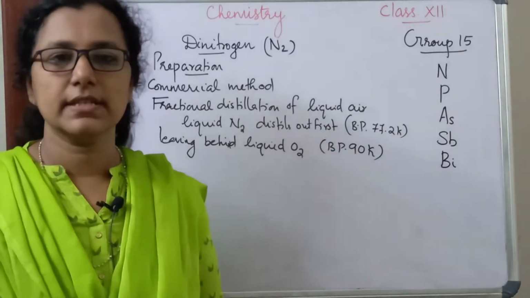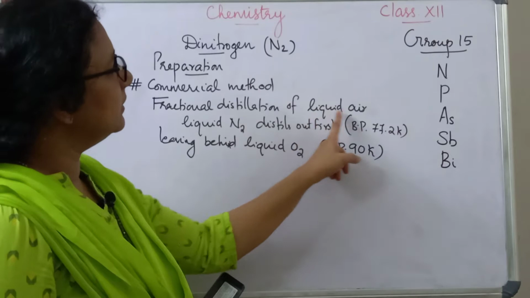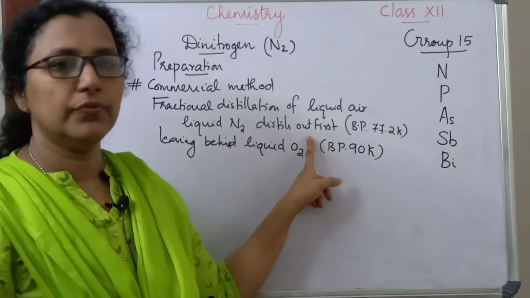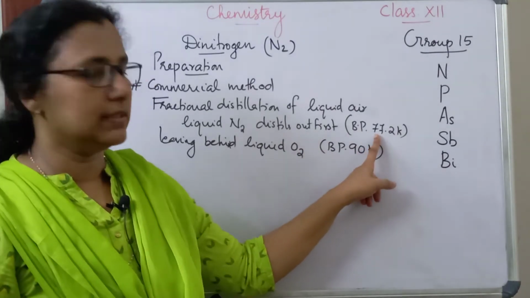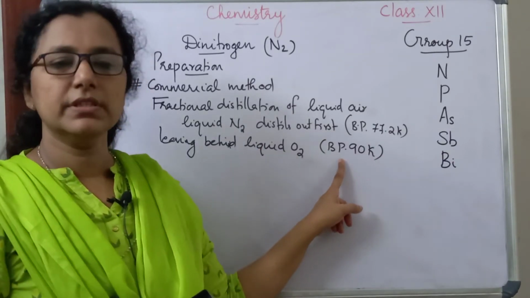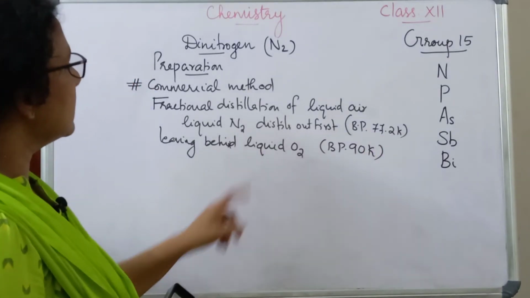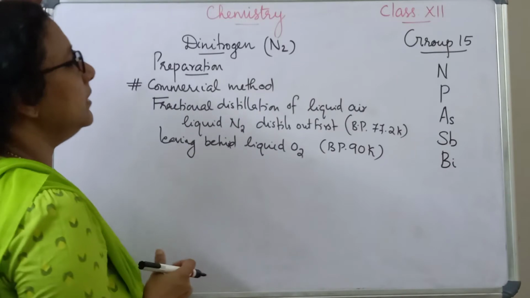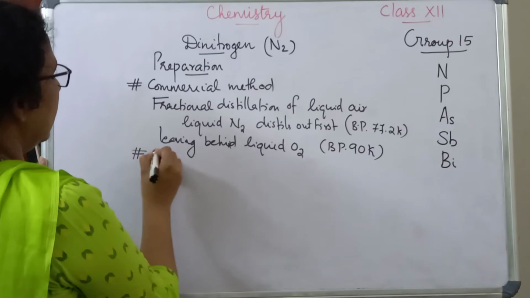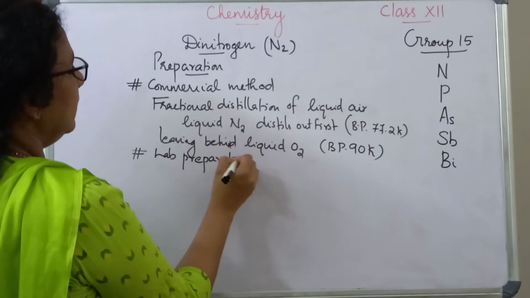We know that fractional distillation method can be used for the separation of different components from a mixture. Here liquid air on fractional distillation, liquid nitrogen distills out first since its boiling point is less, that is 77.2 Kelvin, but liquid oxygen is having boiling point 90 Kelvin. So liquid nitrogen will distill out first. So this is the first method or the commercial method for the preparation of dinitrogen. Then the next method is laboratory preparation. How is nitrogen prepared in the laboratory?